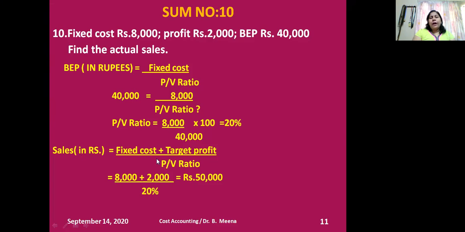So what information do I want to calculate? PV ratio. Can you understand how I am trying to explain? I want to calculate the sales. I have fixed cost. I have a profit. But the only thing missing is PV ratio. If I knew the PV ratio, I could definitely calculate the sales. So how can I calculate this PV ratio? For that, the extra information available is BEP. So how to calculate the PV ratio? Only in the BEP formula can we calculate the PV ratio. That is BEP in rupees formula.